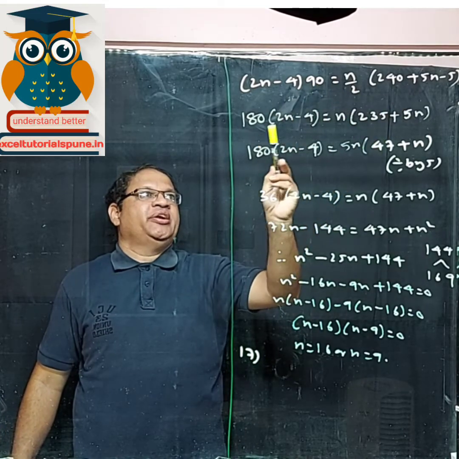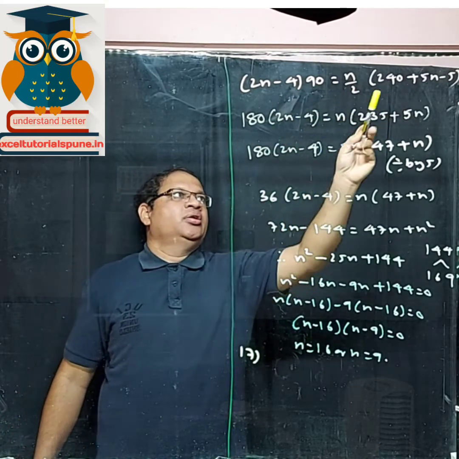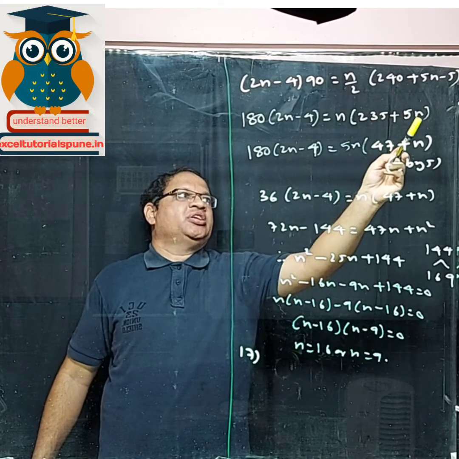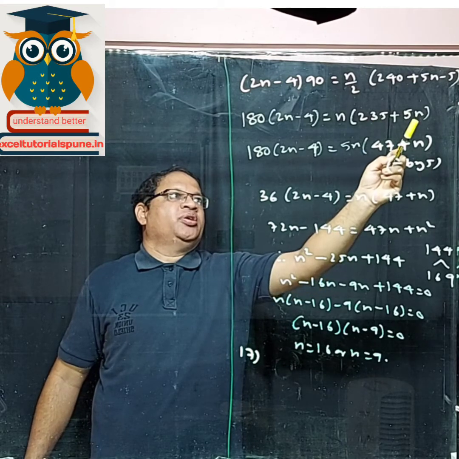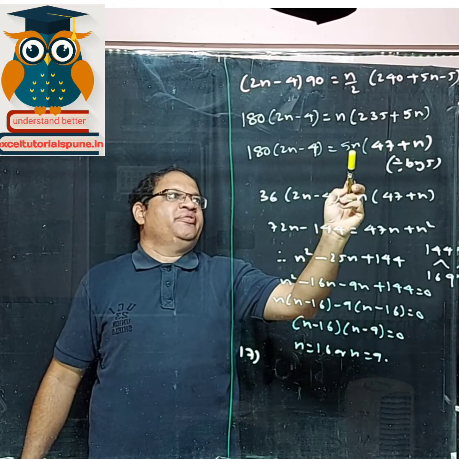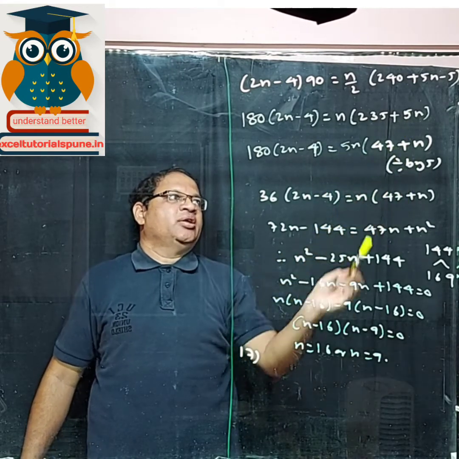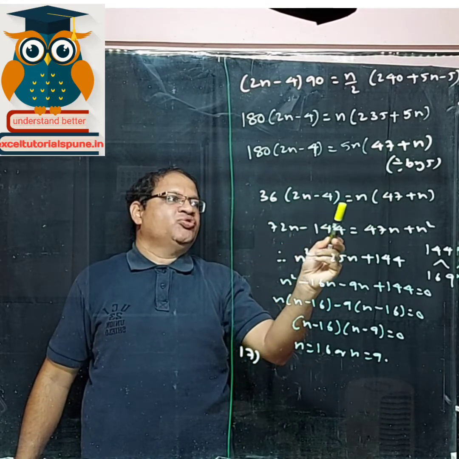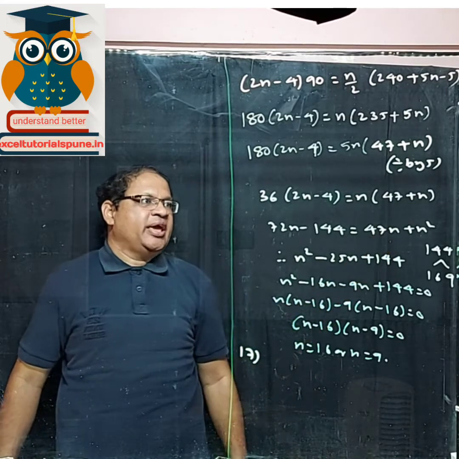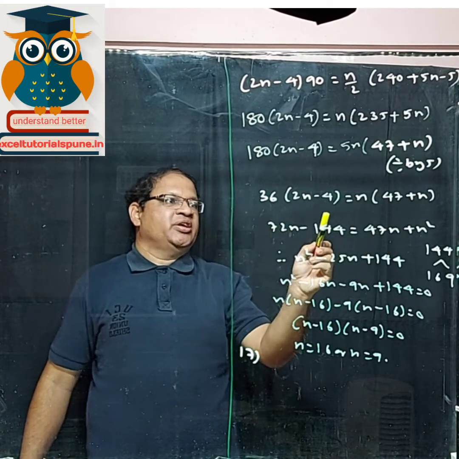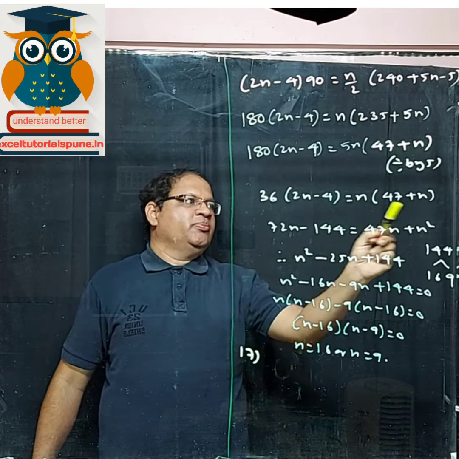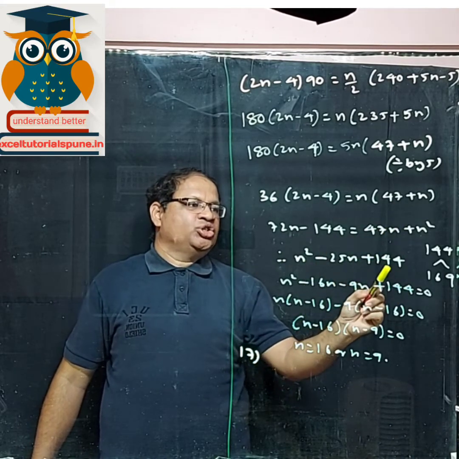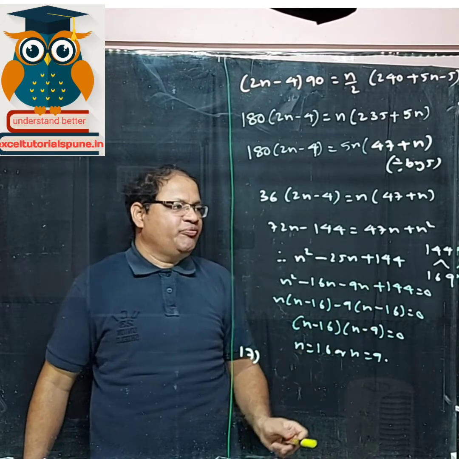Then you have to solve this, send 2 that side. 90 into 2 is 180, 2n minus 4 bracket n. 240 minus 5 is 235 plus 5n. Now you can take 5 common from here. So when you take 5 common over here, 5n bracket 47 plus n. Now divide both the terms by 5. You get 36 bracket 2n minus 4 is equal to n bracket 47 plus n. Multiply this by 36, you get like this. Multiply this whole by n. Then solve it, you get a quadratic equation, n square minus 25n plus 144.